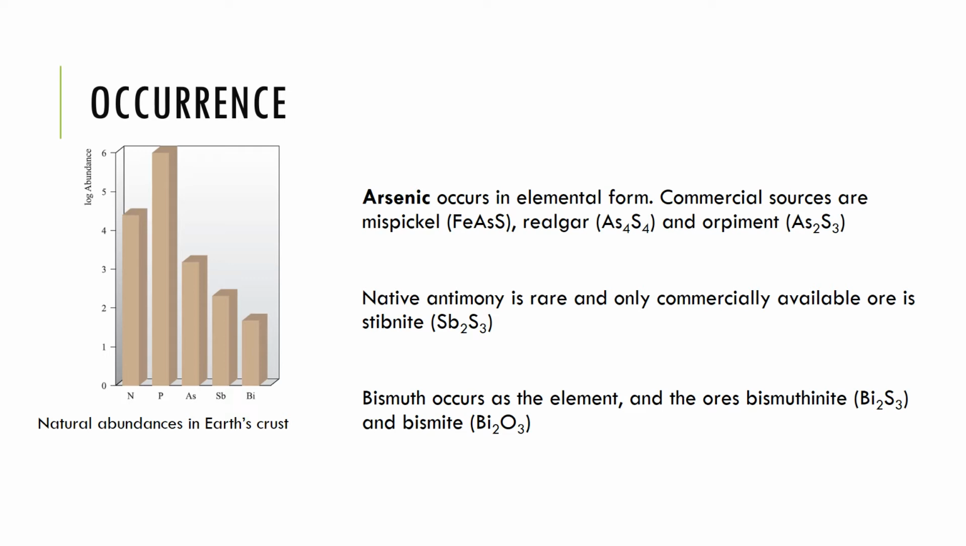Arsenic is the next one then after phosphorus, and it occurs in elemental form. There are some commercial sources. Antimony, Sb, is very rare and only available in essentially one commercial ore, stibnite. And bismuth occurs elementally, and you can find ores of bismuth. But again, the chemistry of these things isn't really that developed.